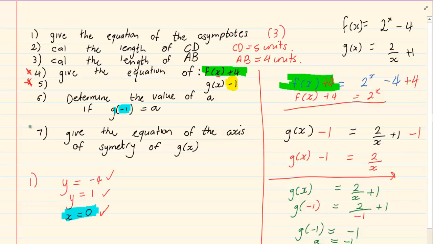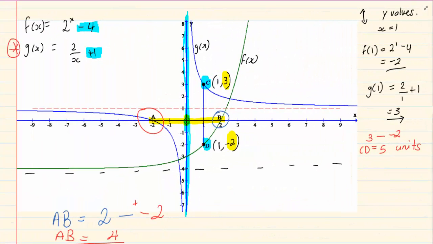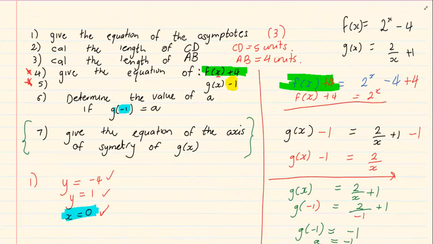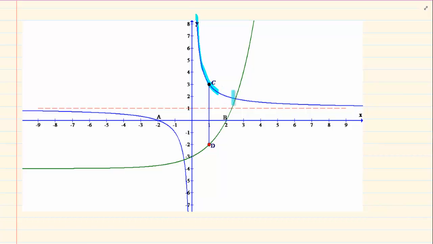Now, let's look at the last one. The axis of symmetry. What does axis of symmetry mean? Axis of symmetry means that if I had to fold the graph in half, then the two graphs that are drawn would fit into each other. But look at what they are talking of. They are talking of g of x. Okay, so let us take g of x. Which graph is g of x? g of x is the hyperbola.